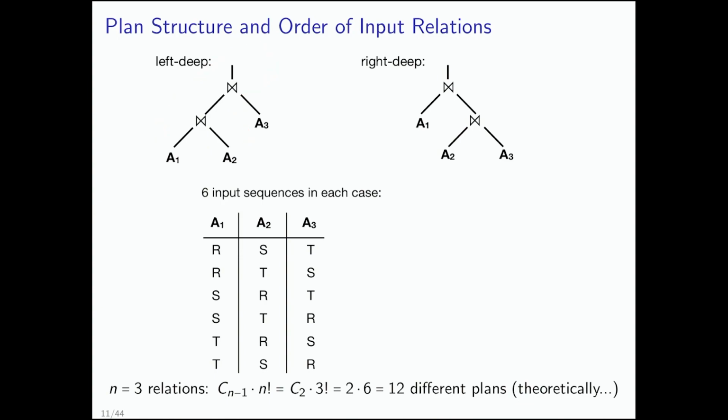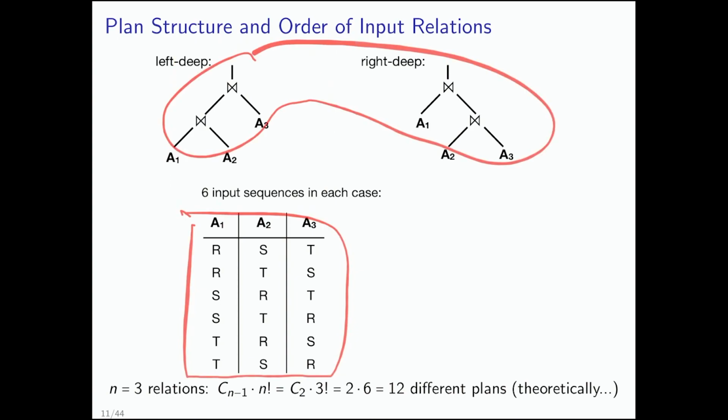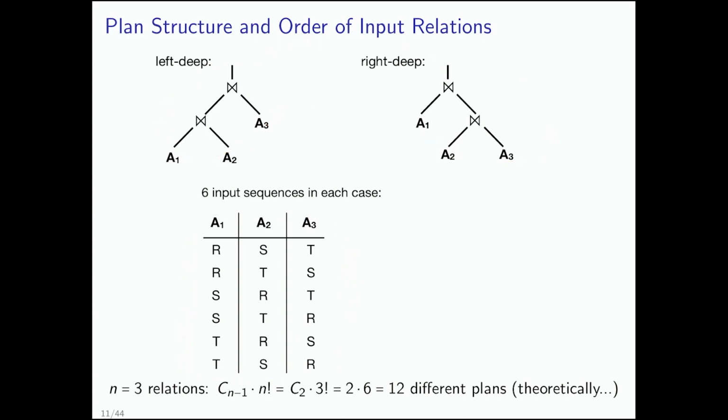Because all of these, it's basically the number of different orders times the number of the binary tree structures, which happens to be 2. Yeah? So it's these 2 structures times 6, that's this number here, which gives you 12 different plans theoretically you have to consider. Yeah? And that goes through the roof pretty quickly.